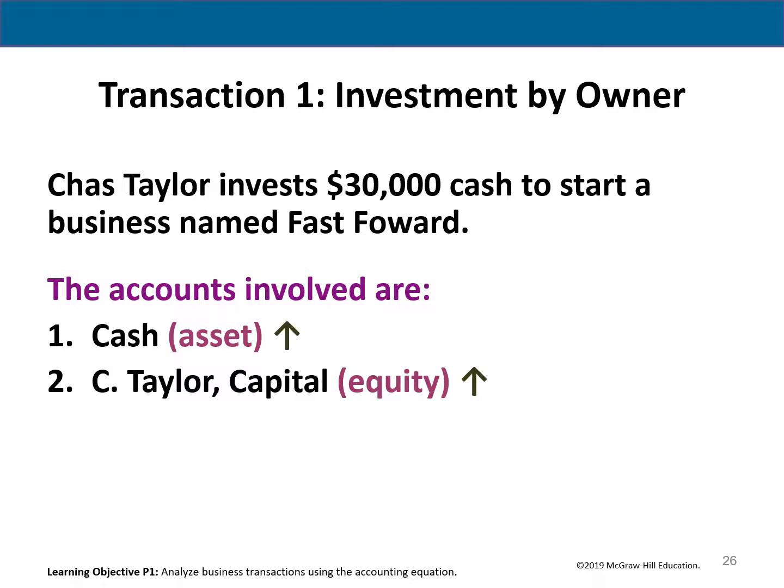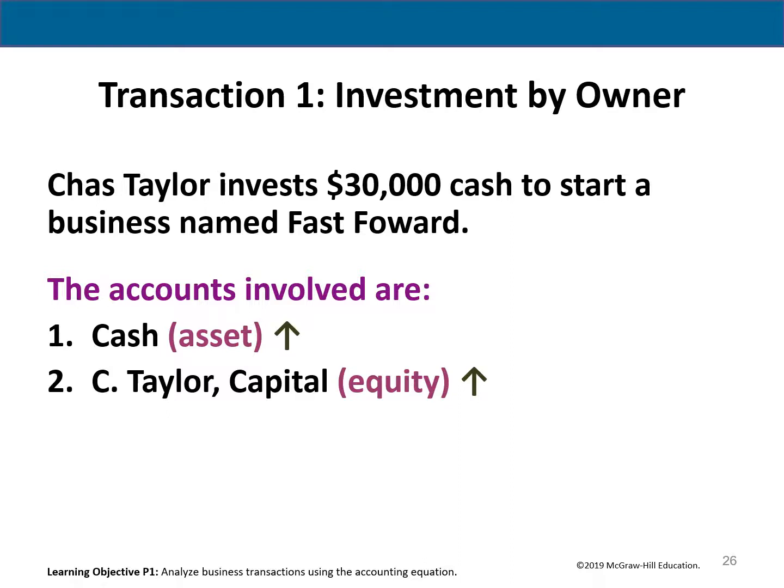Chase Taylor invests $30,000 cash to start a business named FastForward. So what's happening here? Chase Taylor, an owner, puts $30,000 of his own personal money into a business called FastForward. So we don't worry about what is happening to Chase personally. What we focus on is what's happening in the business.